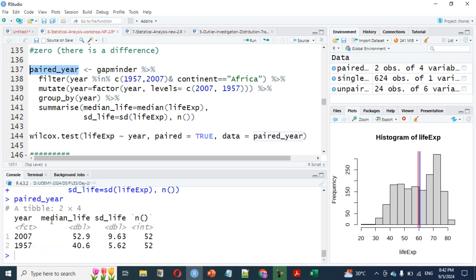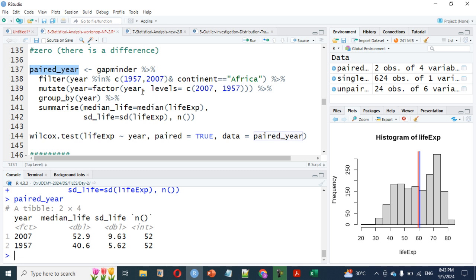You can see year 2007: we have a median life expectancy of 52.9, standard deviation 9.63, and total is 52. Year 1957 we have 40.6, 5.62, and total is 52. So the number must be equal. That's very important. The two must be equal. That means the same number of participants we tested before the experiment, the same number we tested after the experiment, at the other time.